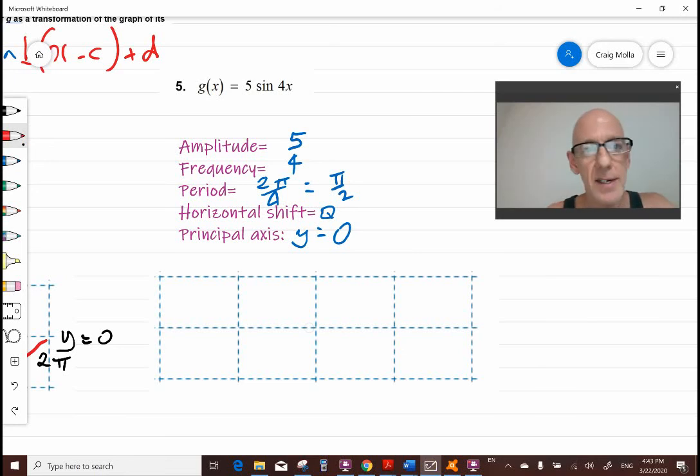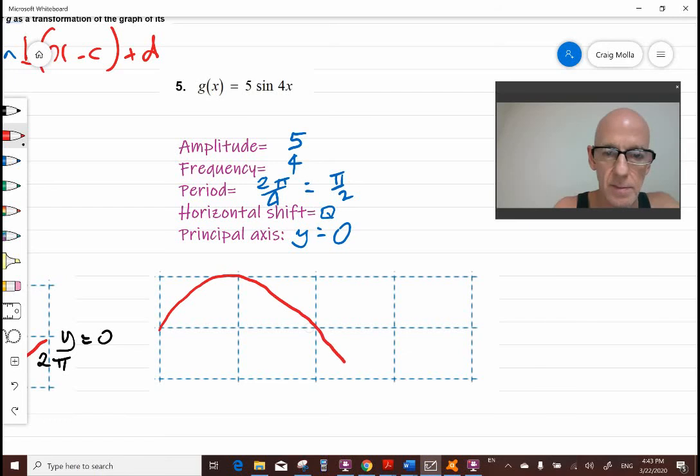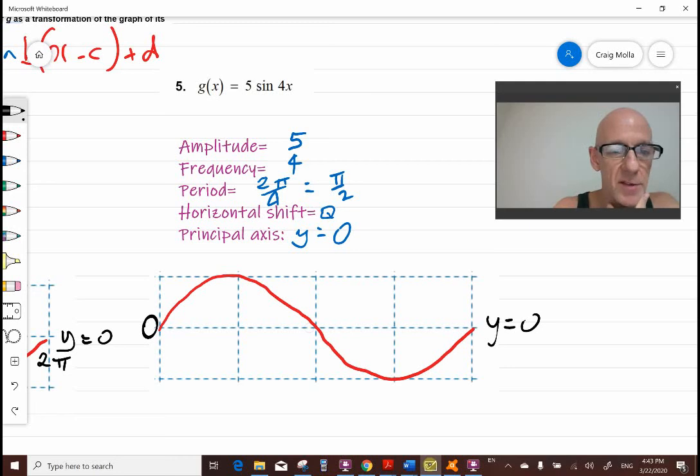Now this again is a sine curve, and a positive sine curve. So we start at the principal axis up to the maximum. And so it looks a bit like that. We want to put our values on. So the principal axis is y equals 0. So put 0 for my y-axis. Amplitude is 5, so we're going down to -5, up to +5.